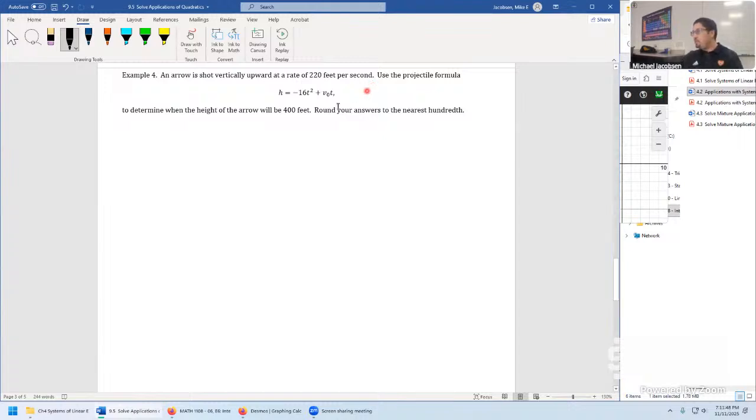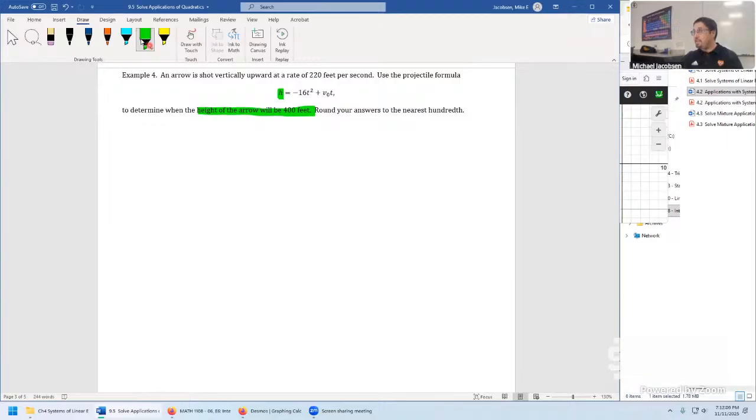Use the projectile formula. Height is negative 16 t squared plus v sub 0 times t to determine when the height of the arrow will be 400 feet. When we say height of the arrow is 400 feet, again, I shouldn't use that color. Let me use green on this one.